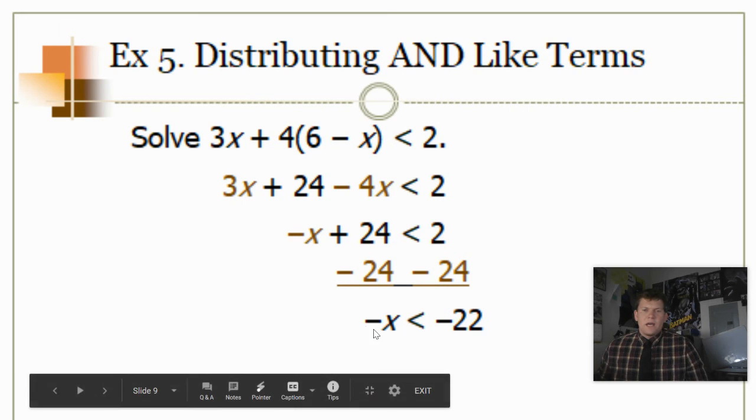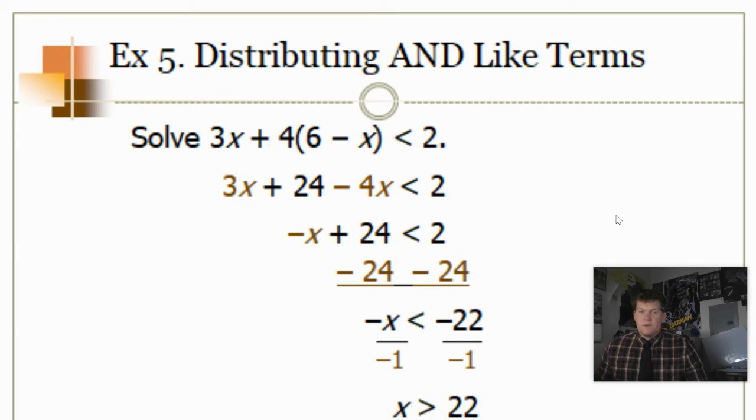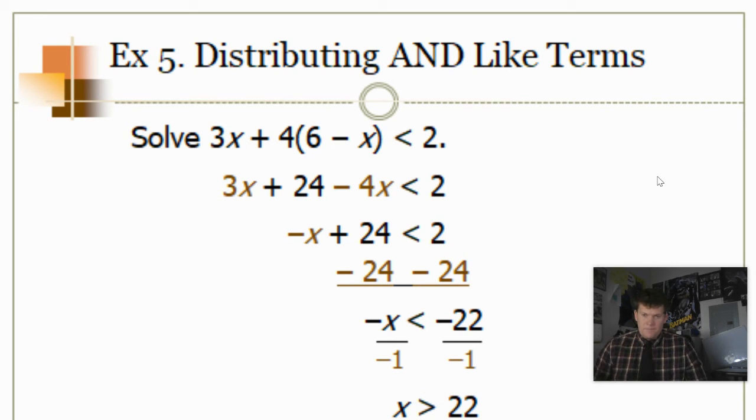Now here's a weird thing. We got negative 1x, or just negative x, is less than negative 22. That means we have negative 1 times x. Get rid of times by dividing. Negative 22 divided by negative 1 gets me positive 22. Notice the sign. We were dividing by a negative value. Our less than symbol now becomes greater than.